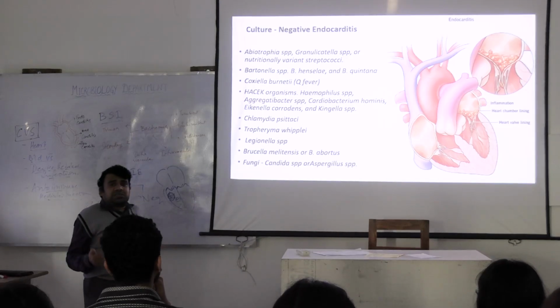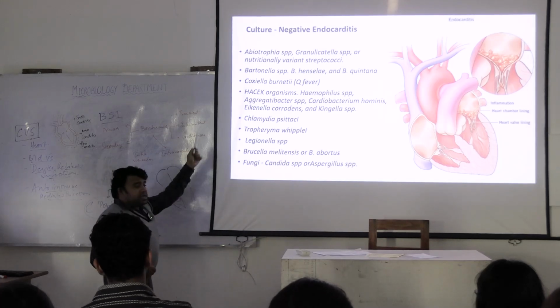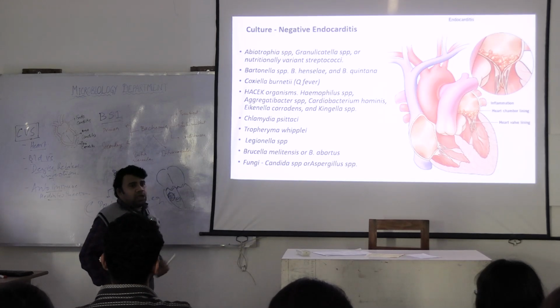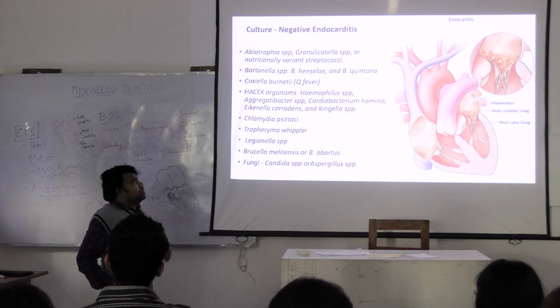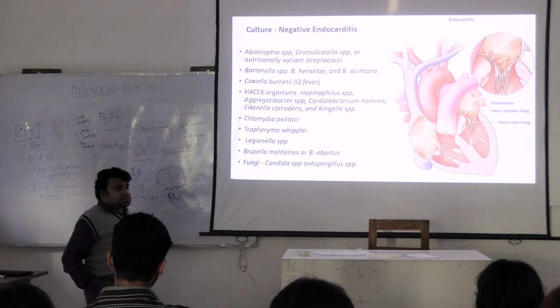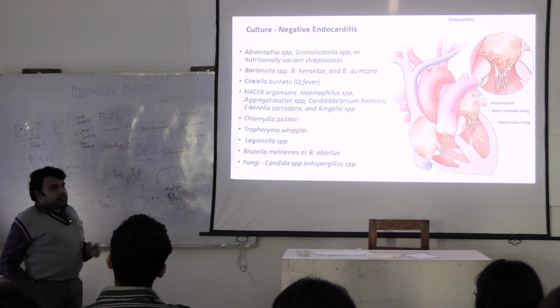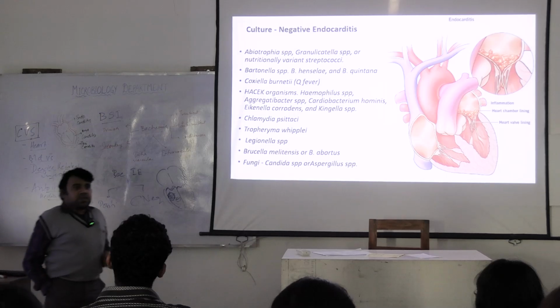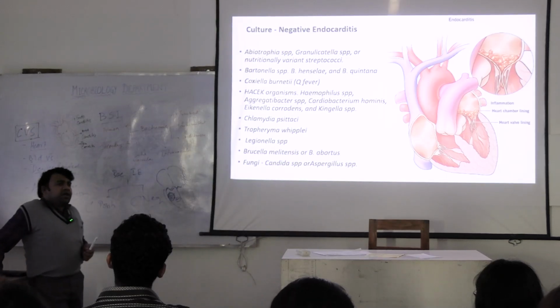Next is some organisms like Bartonella, Coxiella, and a particular group of organisms called the HACEK group. These organisms include Haemophilus, Aggregatibacter, Cardiobacterium, Eikenella, and Kingella. These are the important ones. Okay. Now, if they cannot be cultured in the lab, how can we diagnose them?